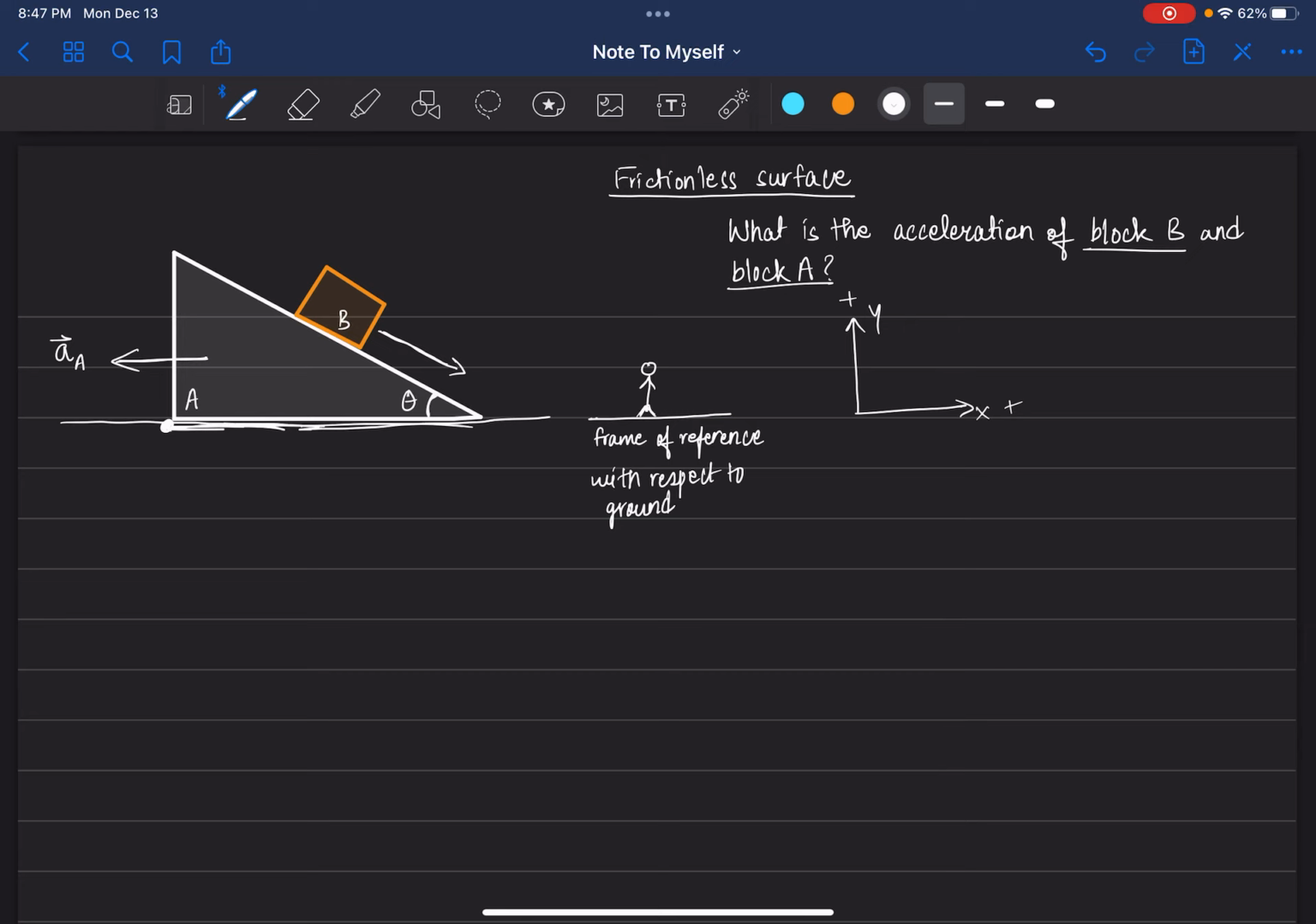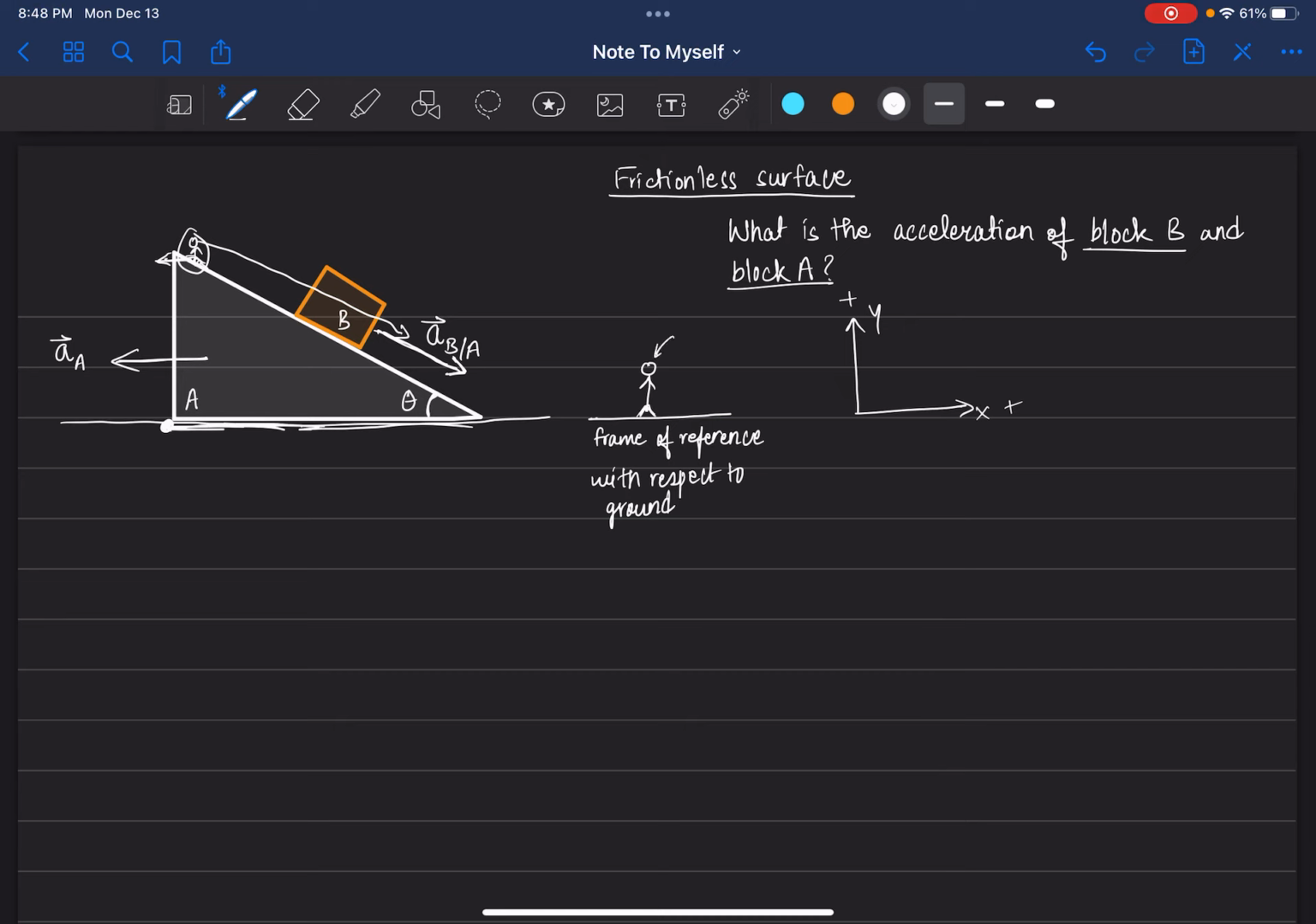Now when block B moves down the incline, what we see is it going down like this, right? Now this acceleration is not the acceleration of block B. It is actually the acceleration of block B with respect to A. Imagine a person sitting on top of block A, and the person is moving along with block A. Then this person sees this acceleration.